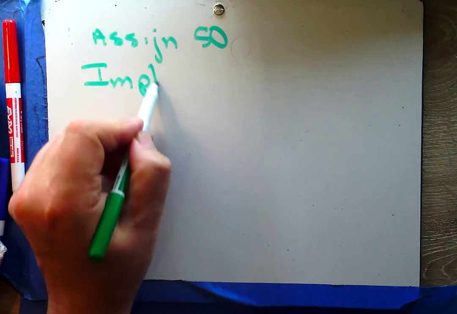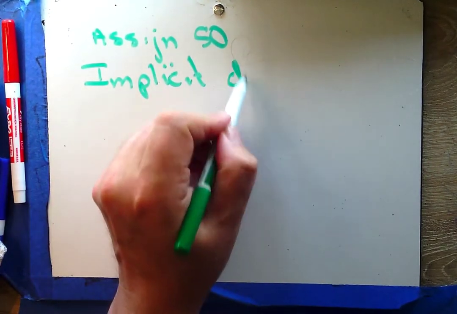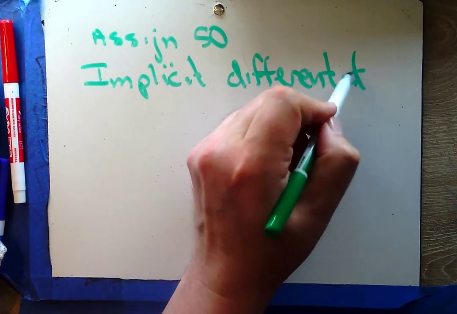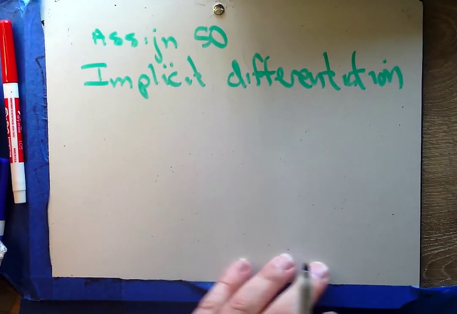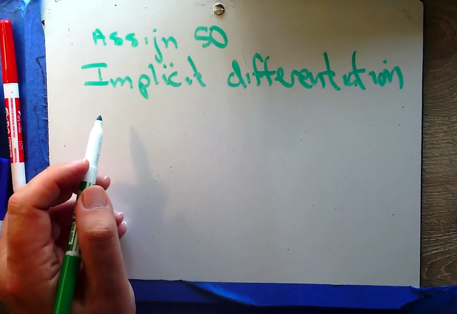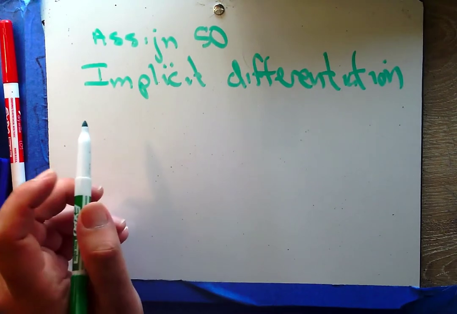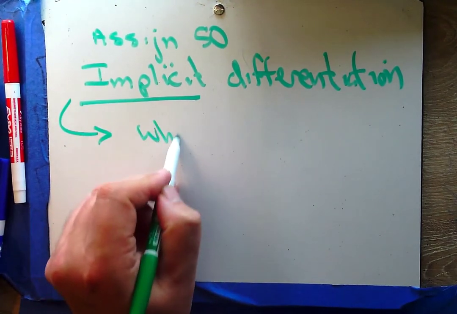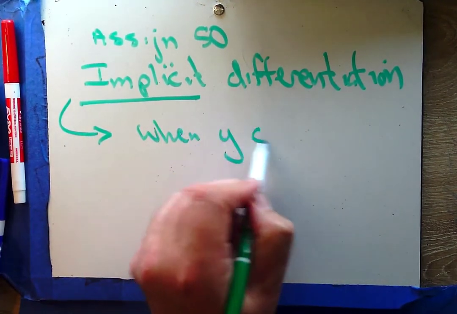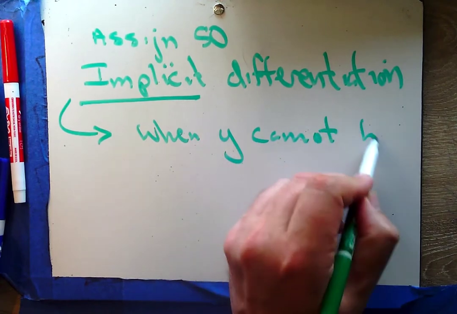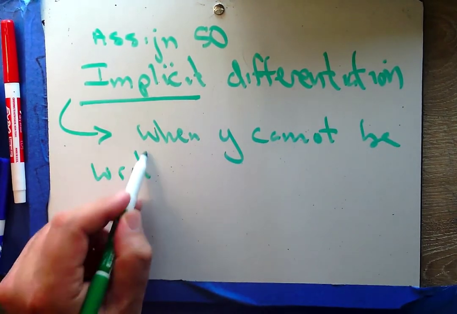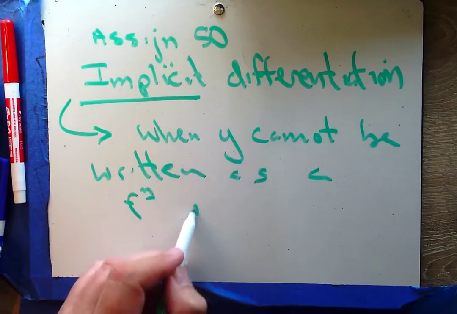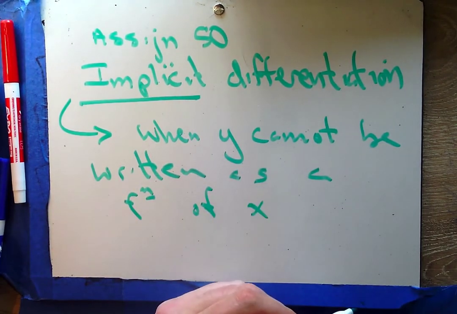Implicit differentiation. So implicit differentiation is a technique that I use when y cannot be written as a function of x.